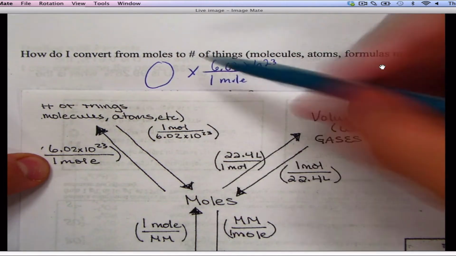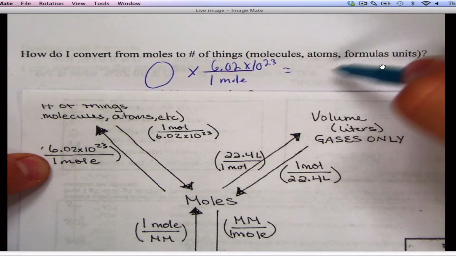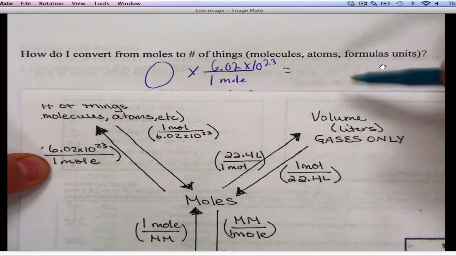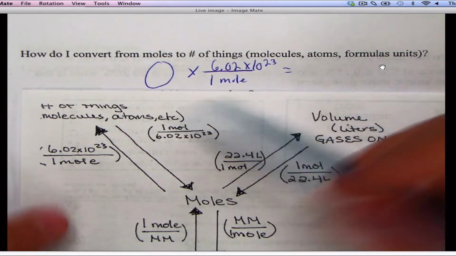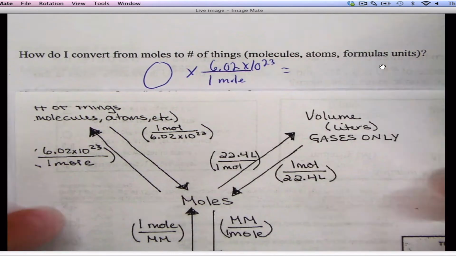All right, so whatever you're given here, that would be your given, and then you would multiply by this. The mole should cancel out, and you should get, depending on what you have, atoms, numbers of things, formula units. It depends on what you got, and we'll talk more about how you're going to identify what you get in terms of molecules, atoms, and formula units later on. So to go from moles to number of things, you're going to go with that.